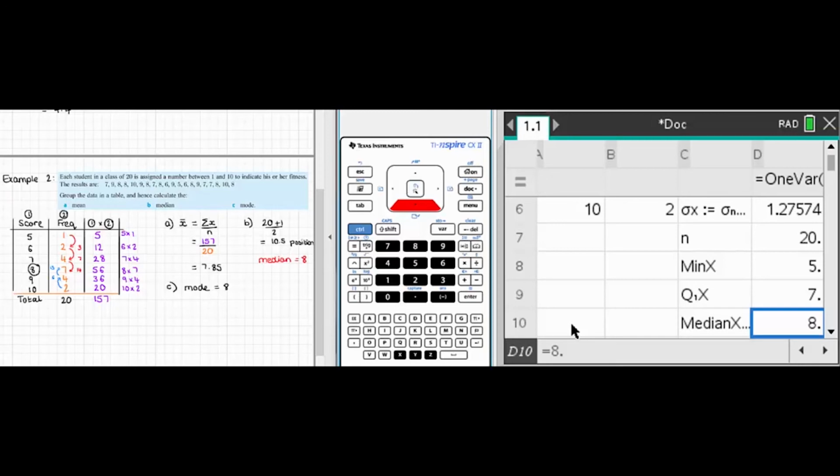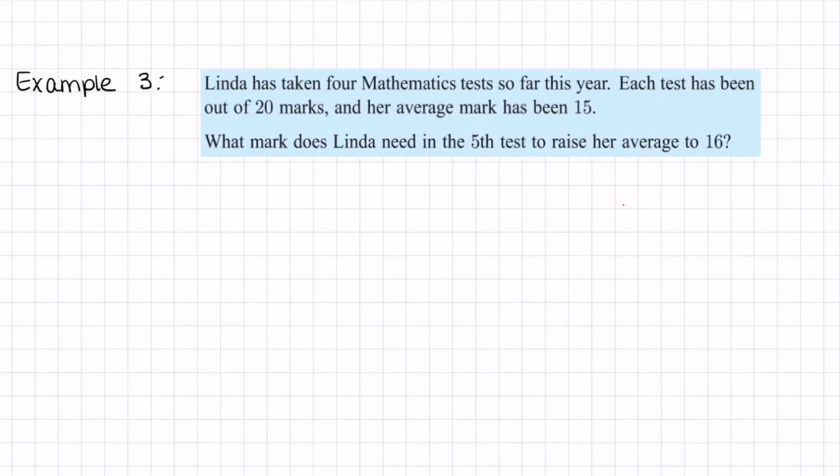And so that's how you use your calculator when you have a frequency table and statistics. Example 3: Linda has taken 4 maths tests so far this year. Each test has been out of 20 marks and her average mark has been 15. What mark does Linda need in the 5th test to raise her average to 16?